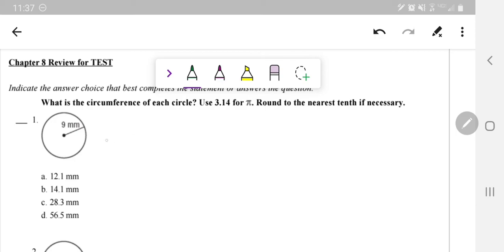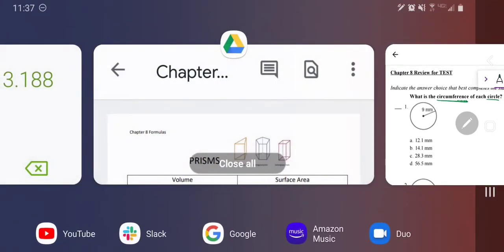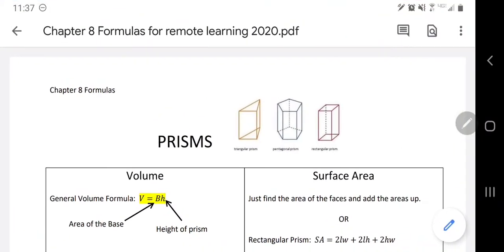Here we go. First, we have to figure out what we're trying to find. We need to read carefully so we don't make any silly, avoidable mistakes. We're finding the circumference of the circle, all right? And we are looking to use pi as the approximation, and we're going to round to the nearest tenth. So those are all important parts of the description here. Now, if I don't remember my formula, then I'm going to go find my formula.